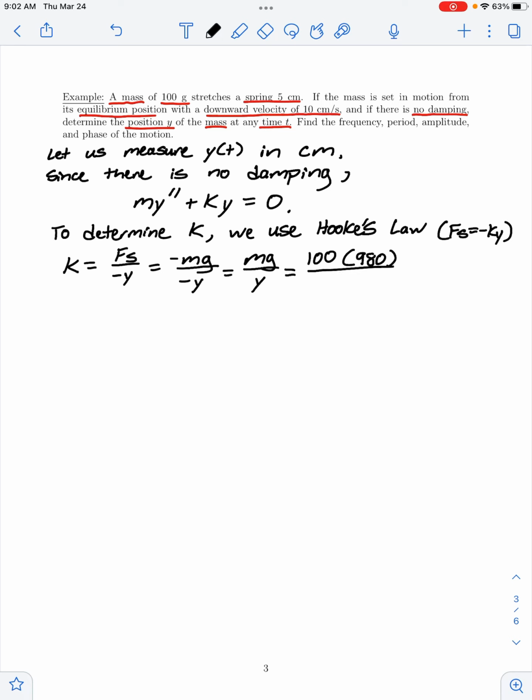And we divide by the initial displacement of our mass, and we were told that this mass stretched our spring by 5 centimeters. So evaluating this, we have 100 over 5, or 20, times 980, which gives us 19,600.